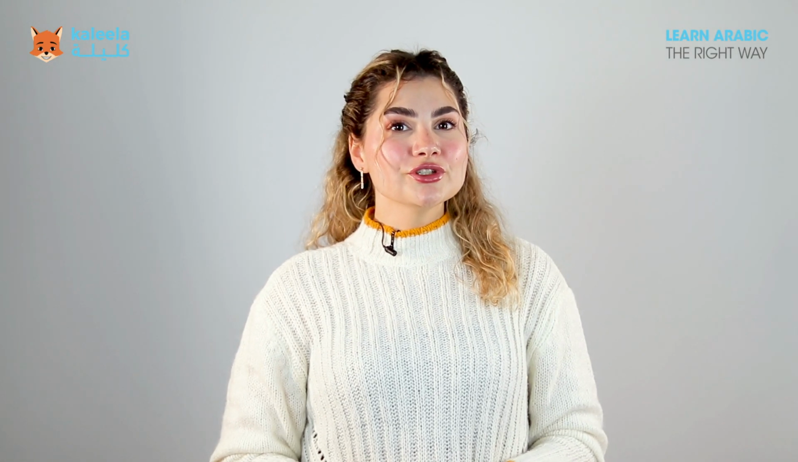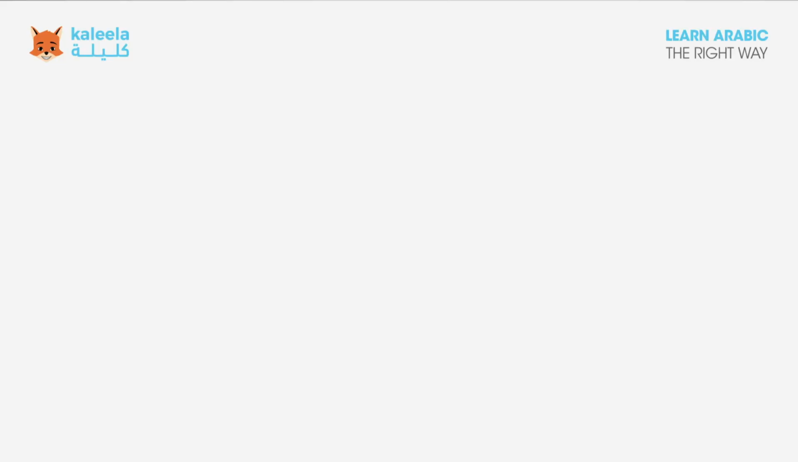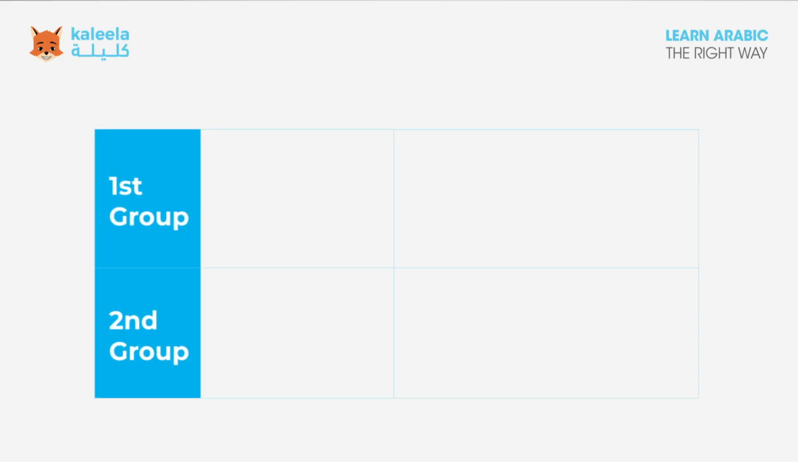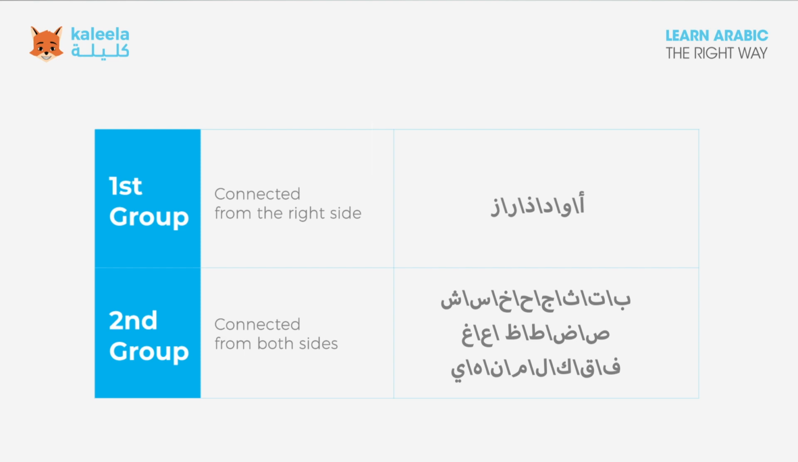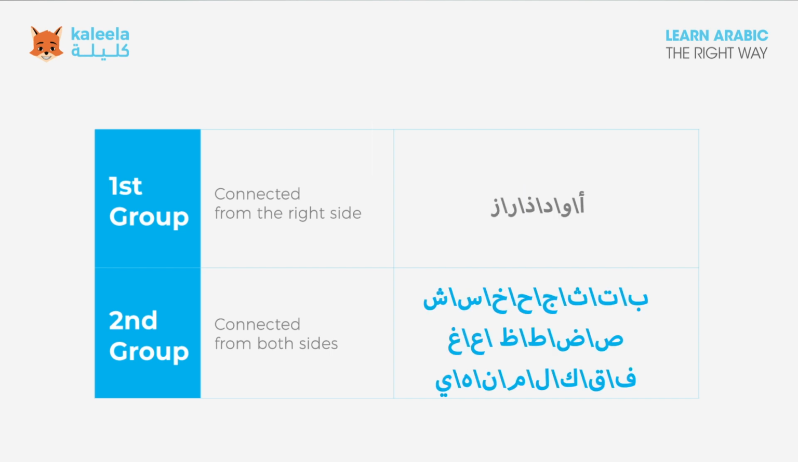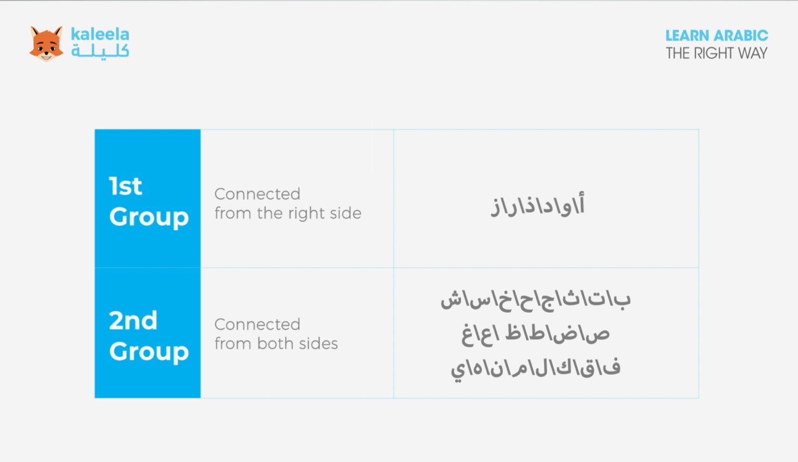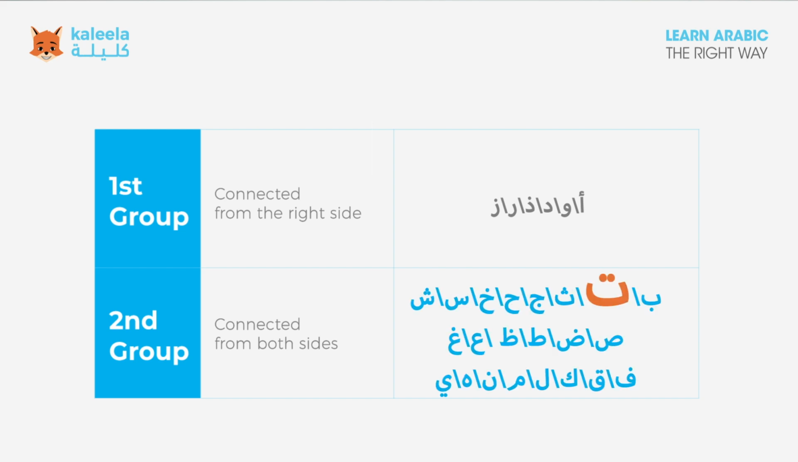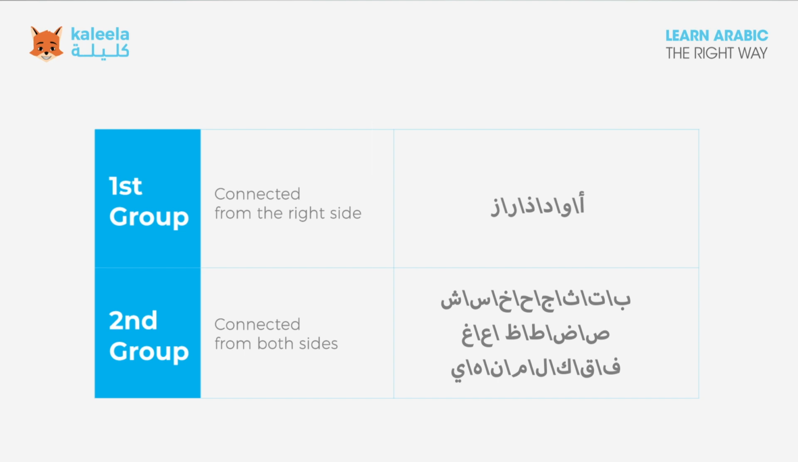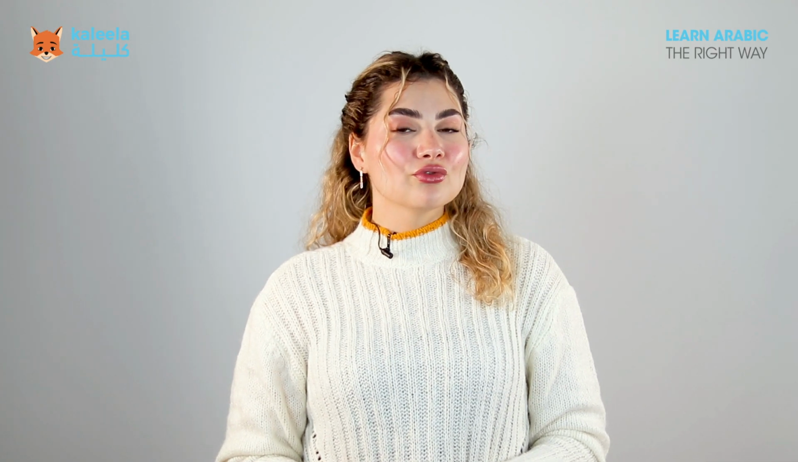Before getting to know more shapes of the letter Ta, please note that there are some Arabic letters that can only be connected from the right side, as shown in the first group, and the rest from both sides, as in the second group. And since we're talking about the letter Ta, it falls in the second group, the letters that can be connected from both sides. Watch the video till the end to know why is Ta connected in some cases and disconnected in others.